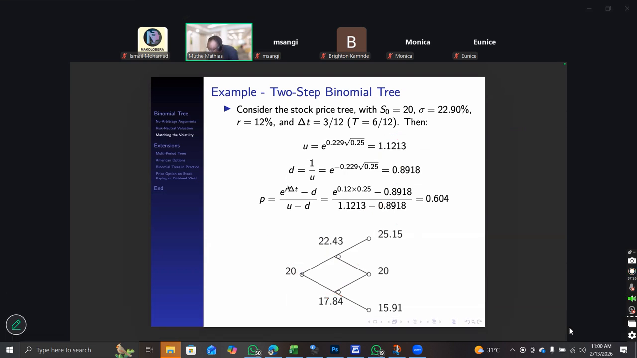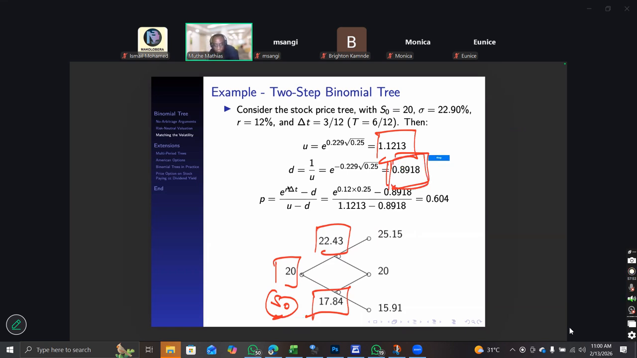Once you know these two values, the down factor and the up factor, you just start from S naught, which is this one here. To get Su, you simply take S naught multiplied by the up factor. To get Sd, you just take S naught multiplied by the down factor. You see, this is very, very easy. And then of course once you multiply by this one again, because this is going up, maybe let me show you.